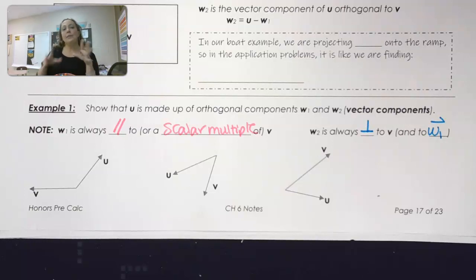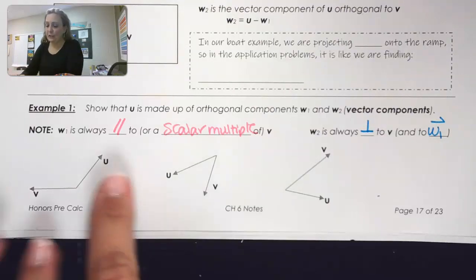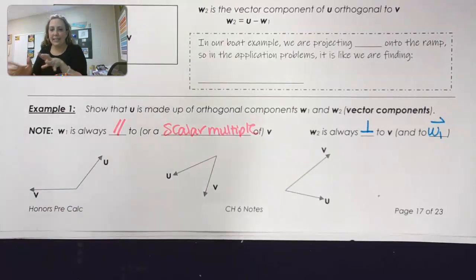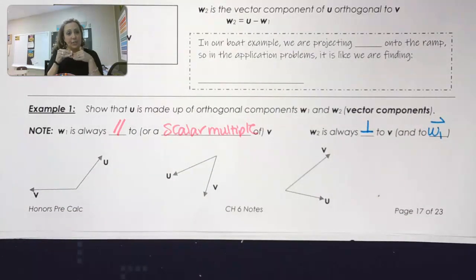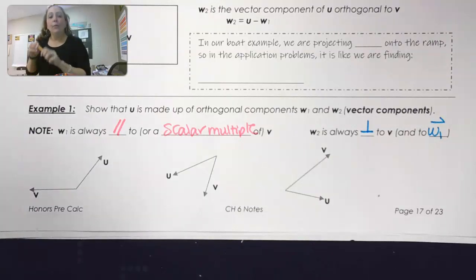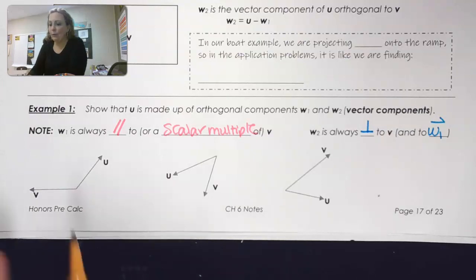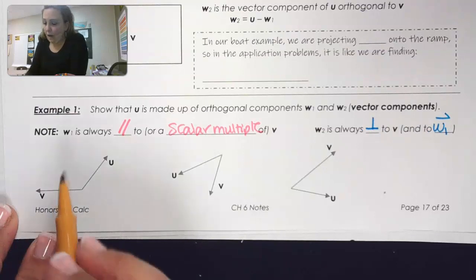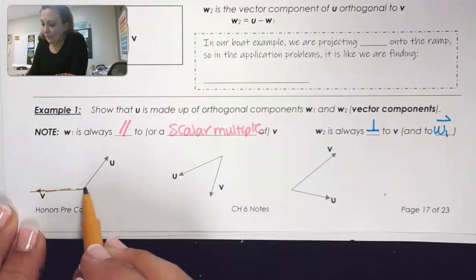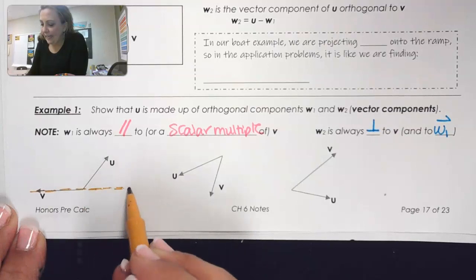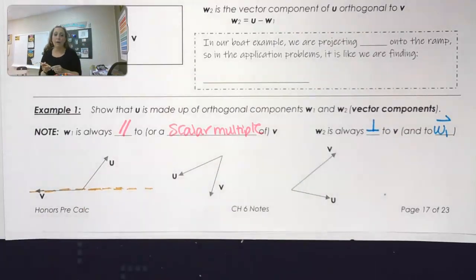Essentially what we're going to do is take this u vector and project it onto v, where part of it is going to be that projection, and the other part is the perpendicular to that. Remember that we said W1 was a scalar multiple of v. That means we're not limited by this vector v. Sometimes I find it helpful to extend it before I draw a vertical, okay?